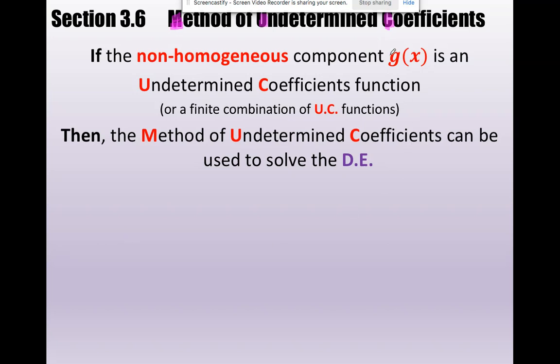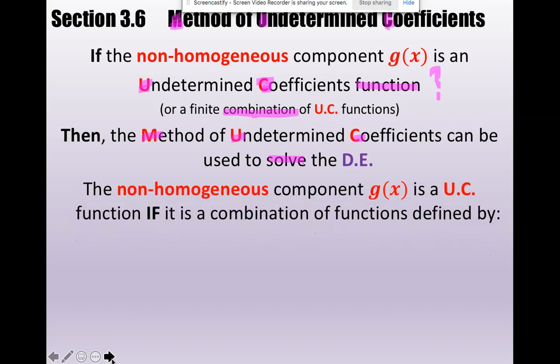If the function on the right-hand side, g of x, is called an undetermined coefficient function or some combination of the U.C. functions, then you can use the method of undetermined coefficients to solve. So what does it mean to be a U.C. function? G of x is a U.C. function if it is a combination of functions defined by the following list. So you have to pull from this list. You have to see g of x on this list.